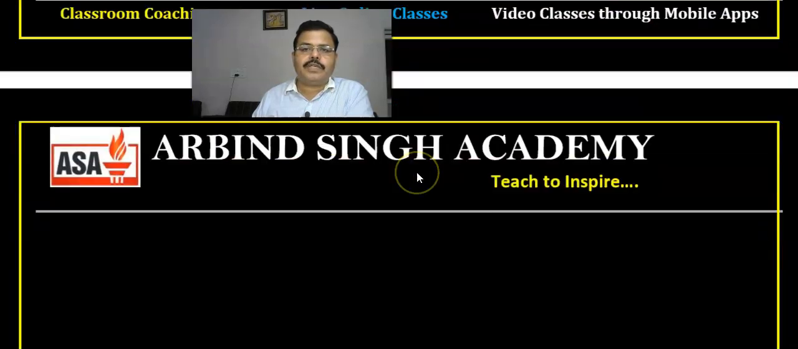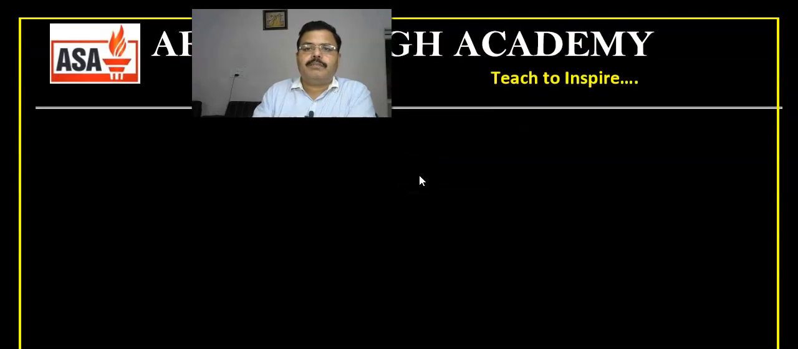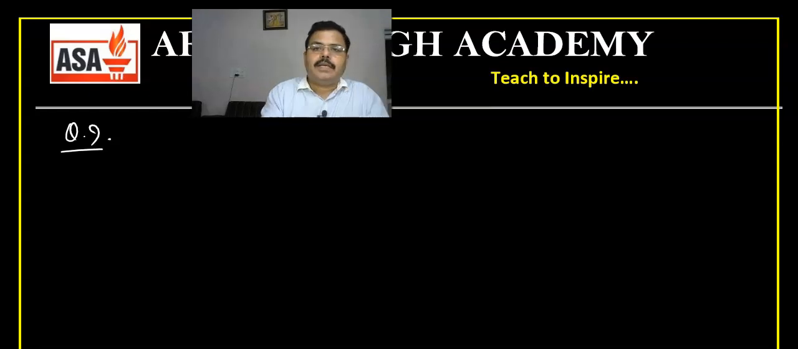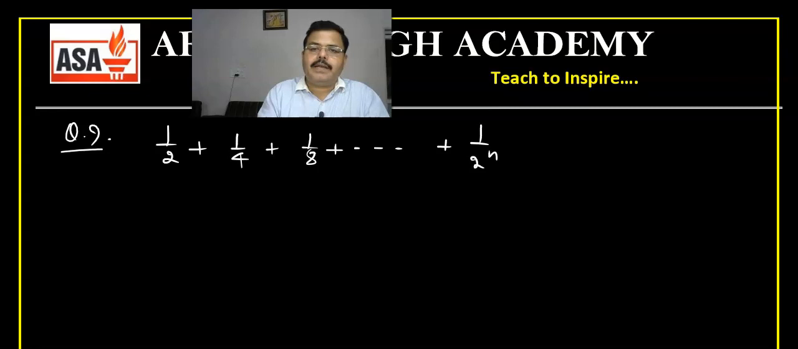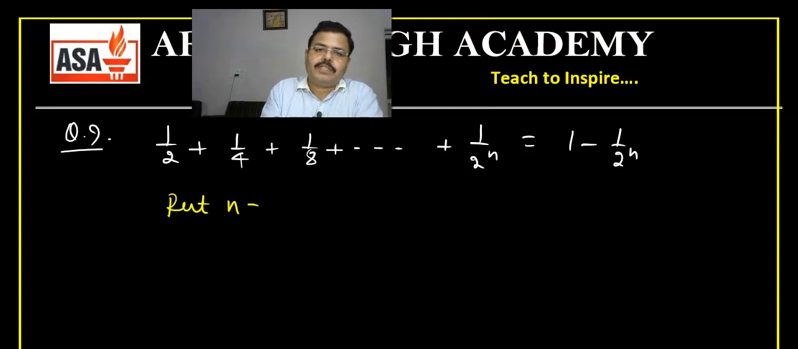Okay, next question is question number 9. So I would like to write here question number 9. This is again a simple question. 1 by 2 plus 1 by 4 plus 1 by 8 till 1 by 2 to the power n, and that is equal to what will come? 1 minus 1 by 2 to the power n. So we can again put n is equal to 1. The same process is there.